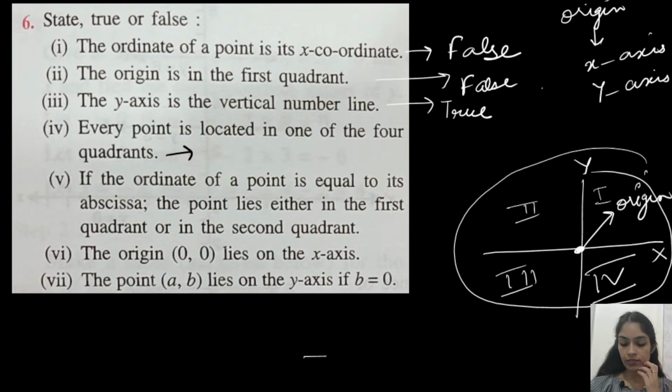Yes, Sami, origin is a point of intersection. Yes. Okay, what about this one? Fourth one, every point is located in one of the four quadrants. Is it true? Some of you are saying false, some of you are saying true.